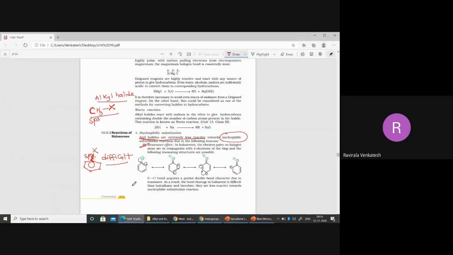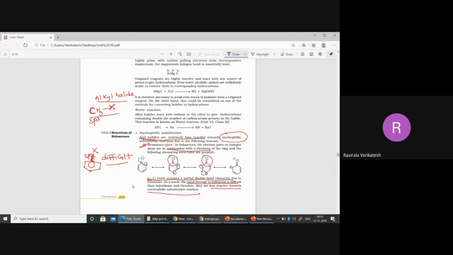In your textbook everything is given. You observe here the double bond character you are getting, because of conjugation with pi electrons. The C-Cl bond here, I have taken chlorine as an example, you can take bromine also, iodine also, except fluorine. The C-Cl bond acquires a partial double bond character due to resonance. As a result, bond cleavage in haloarenes is difficult. That is the reason it is less reactive towards nucleophilic substitution reaction.